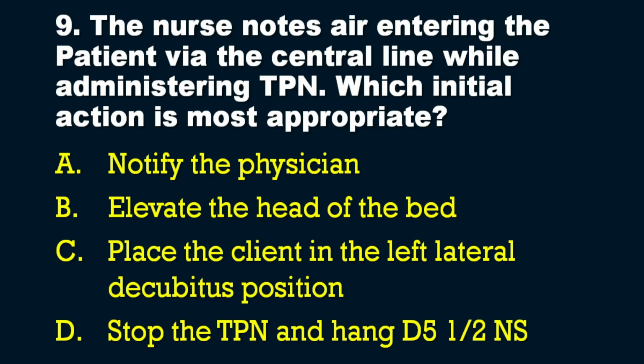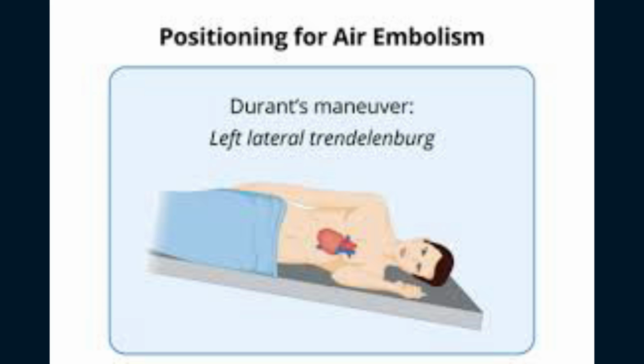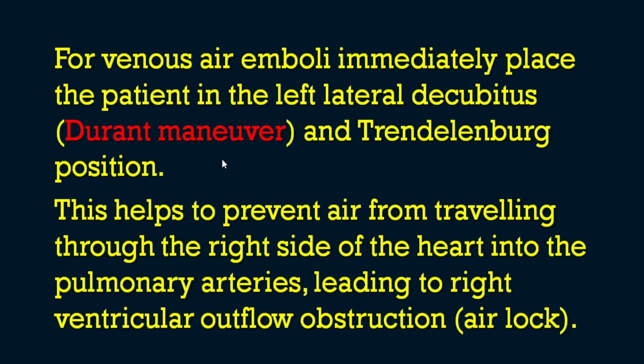Half dextrosaline. So what is the answer? Air is entering into the central line. Your action, so definitely your action is option number C, place the client in the left lateral decubitus position. Why? That we'll be seeing now. For venous air emboli, immediately place the patient in the left lateral decubitus and Trendelenburg position. Okay. Left lateral decubitus plus Trendelenburg we have to give, and this is known as the Durant maneuver. Okay. Durant maneuver for venous air emboli.